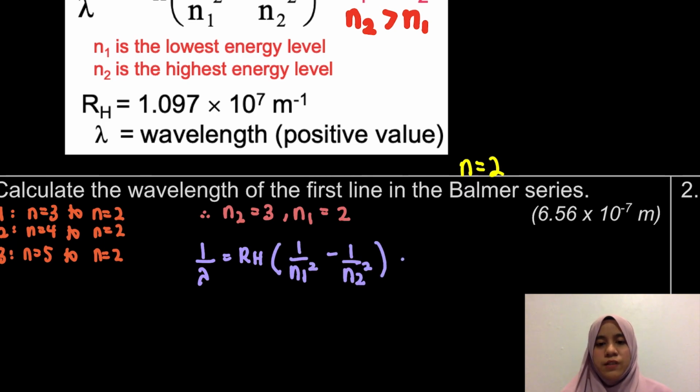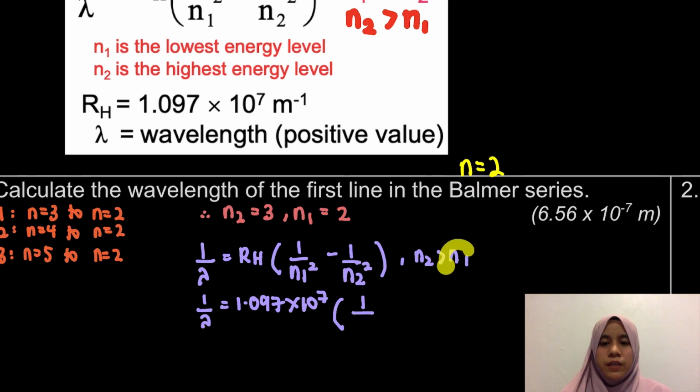So this is actually the formula. And then supaya nak ingat, n2 is bigger than n1. Case ni Rydberg constant kita is actually 1.097 exponent 7 because it's actually about our meter, about our wavelength. Okay, and then 1 over, remember the n1 must be smaller. So which one is smaller is 2 squared minus 1 over 3 squared.